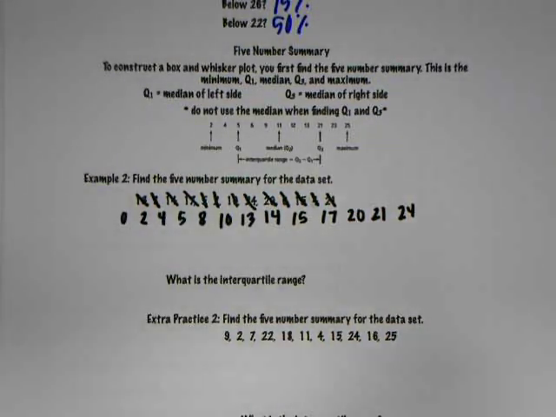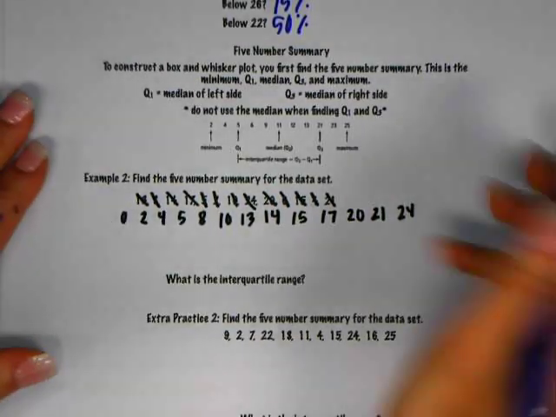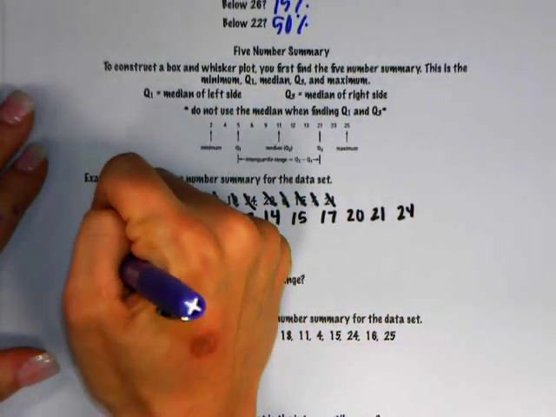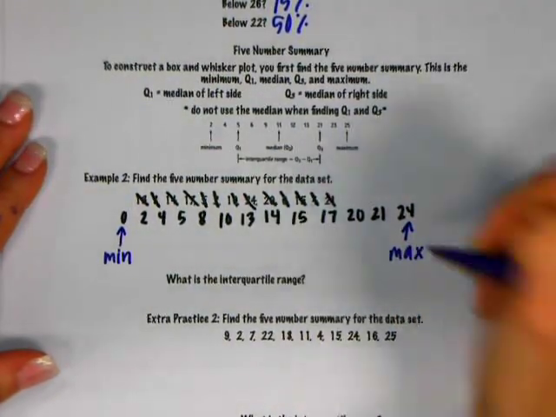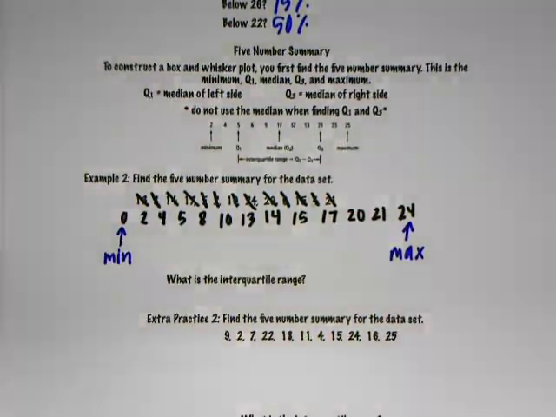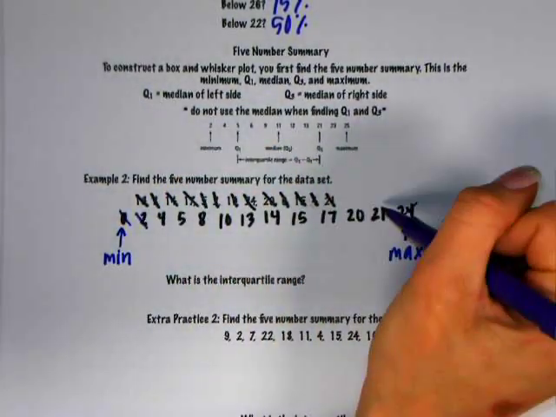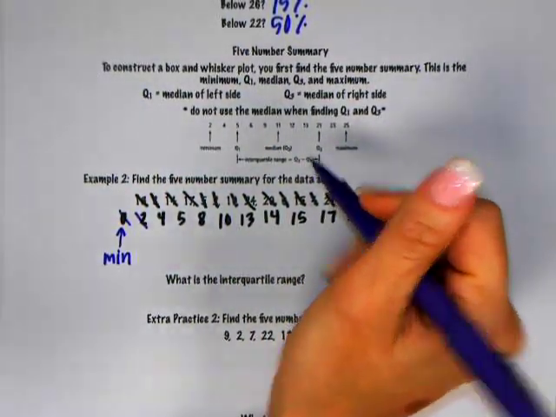So the first and the last number are the easiest to plot. They're just the minimum and the maximum. So your minimum is 0. Your maximum is 24. So those are 2 out of the 5 numbers. Okay, the middle number is going to be the median. So find the median. Go ahead, Talia.